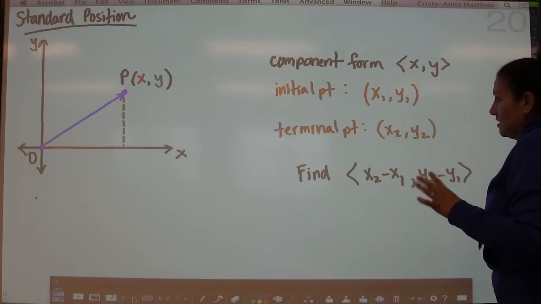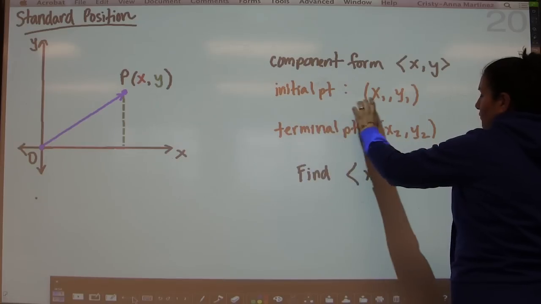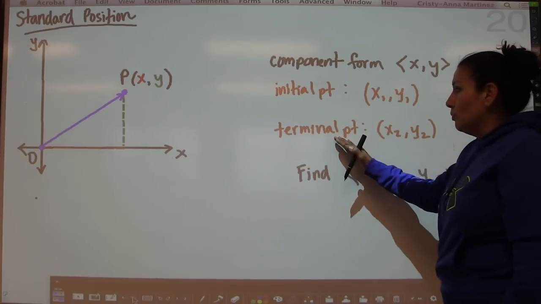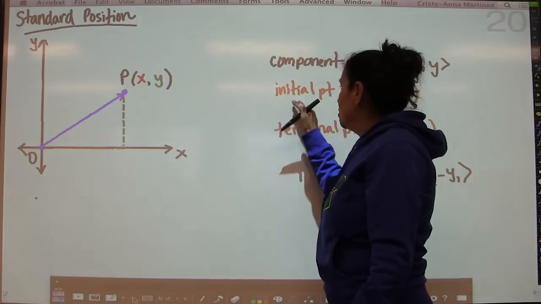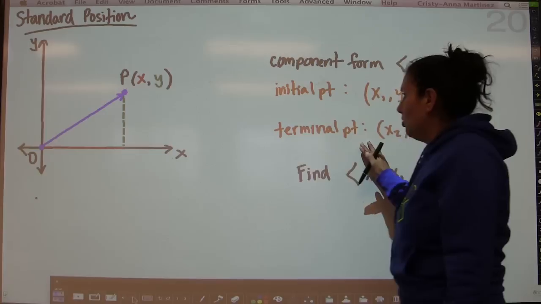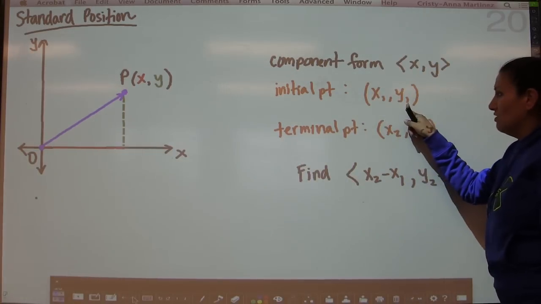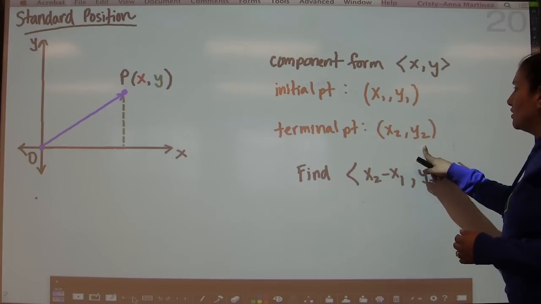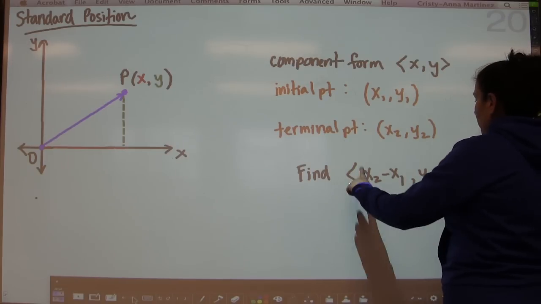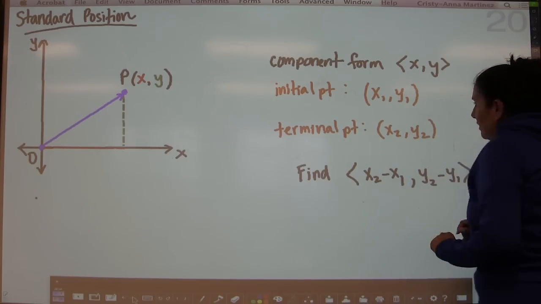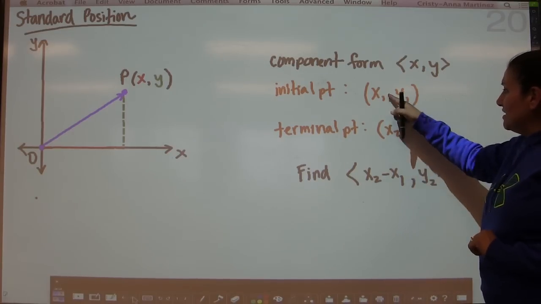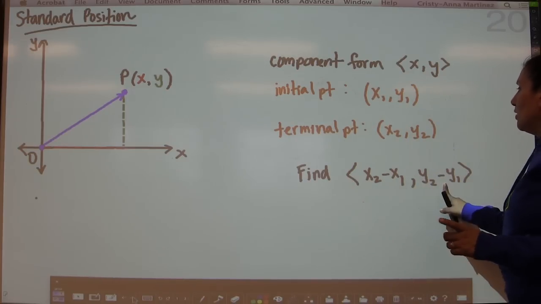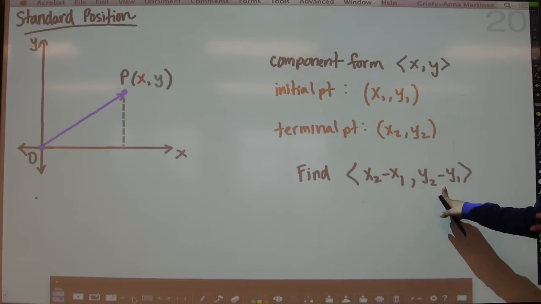So component form, just in a nutshell. Your initial point would have the coordinates x1, y1. Notice the parentheses, it's just x1, y1. Your terminal point, point P in this case, would be x, y. So you have x1, y1 for your initial point, x2, y2 for your terminal point. If you want to find the component form, you want to use the brackets here, the funky little brackets, and say the difference in the x's. So you go x2 minus x1 for the x coordinate of component form, and y2 minus y1 for the y coordinate of component form.